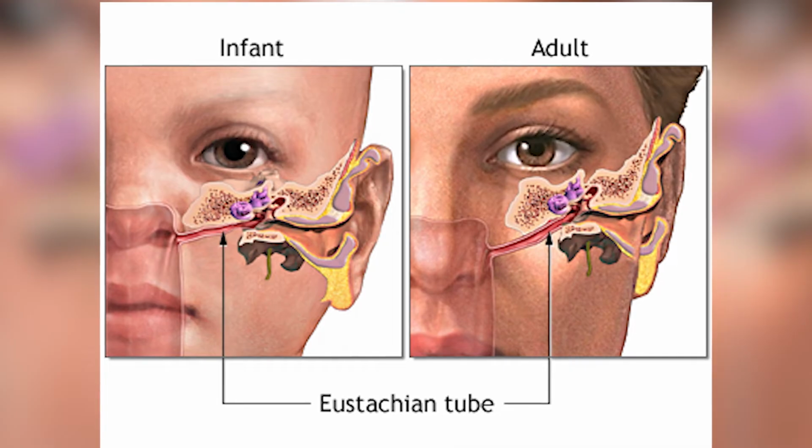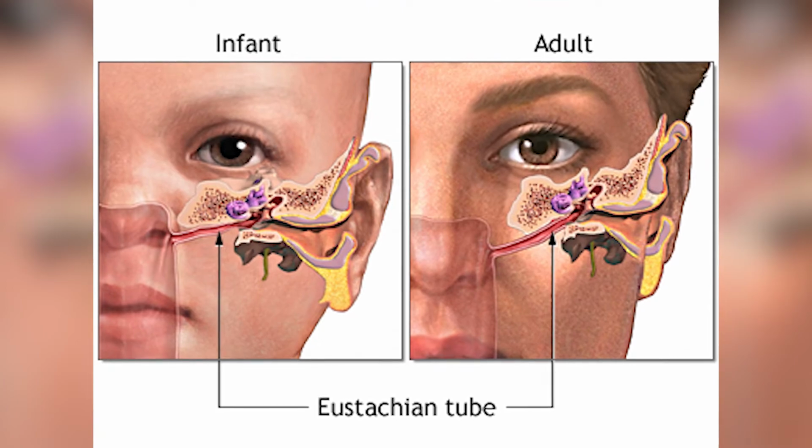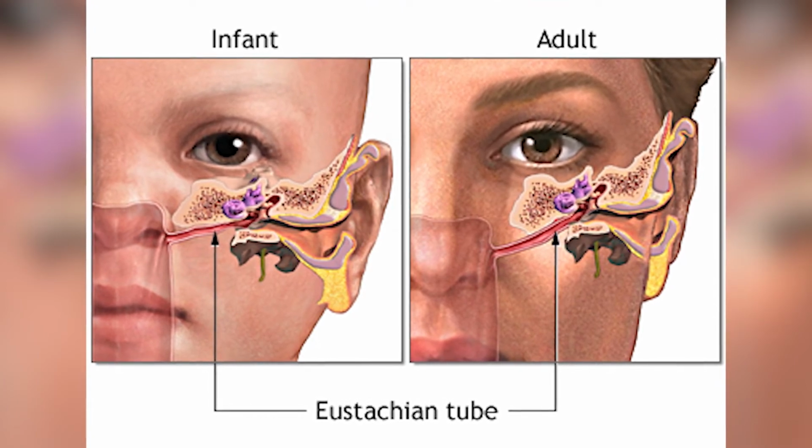Now, young children and babies are more prone to these infections because their eustachian tubes are shorter and more horizontal, making it easier for fluid to get trapped. It doesn't drain out as well because of it being flat or horizontal.